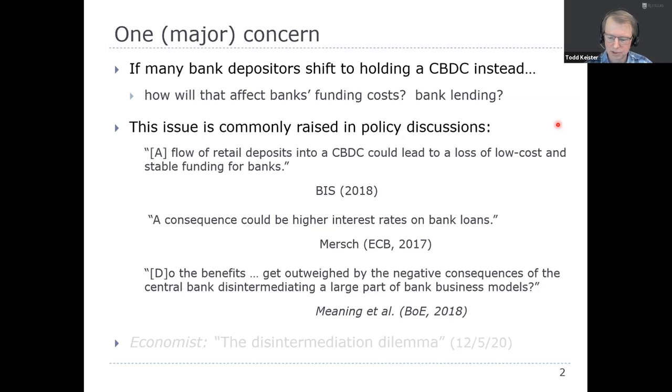So here are just a few quotes from the BIS. A flow of retail deposits into CBDC could lead to a loss of low cost and stable funding for banks. From the ECB, a consequence could be higher interest rates on bank loans. From the Bank of England, so at what point do the benefits of a digital currency get outweighed by the negative consequences of the central bank disintermediating a large part of bank business models? And in fact, The Economist magazine just last month had a short article on exactly this issue, which they called the disintermediation dilemma.